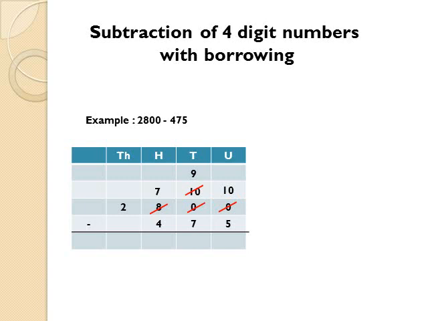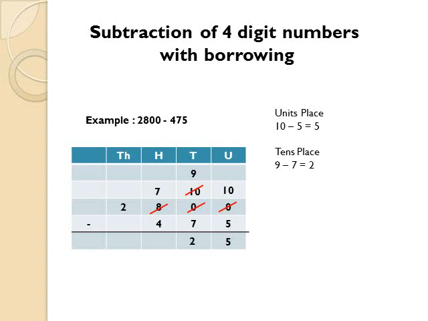Now do the subtraction from units place. See the digits in units place. 10 minus 5 is equal to 5. So write 5 in units place. See the digits in tens place. 9 minus 7 is equal to 2. So write 2 in tens place.